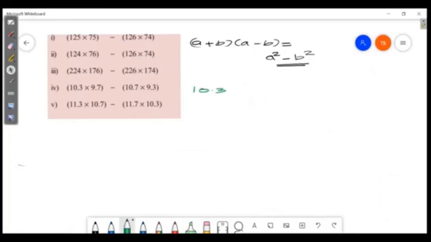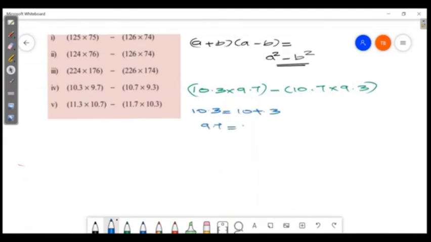Next is a decimal number question: 10.3 into 9.7 minus 10.7 into 9.3. Again, we have to write this as a plus b into a minus b. So 10.3 is equal to 10 plus 0.3 and 9.7 as 10 minus 0.3.